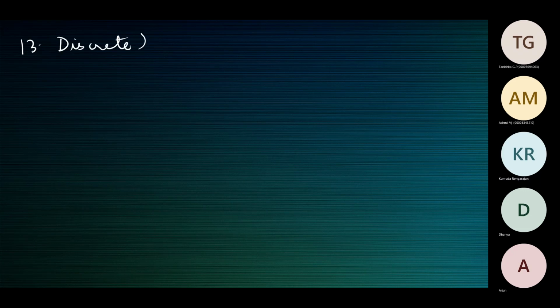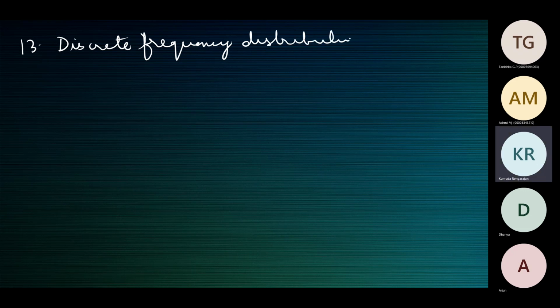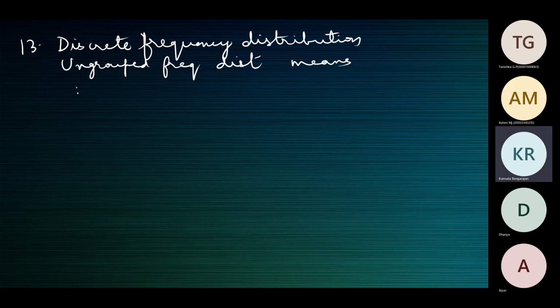Discrete frequency table or distribution, or ungrouped frequency distribution, means without class intervals. It means not using class intervals, okay? Without class intervals. That is not using class intervals.